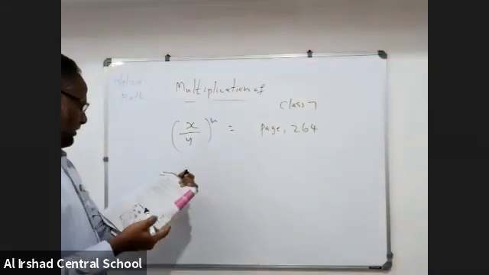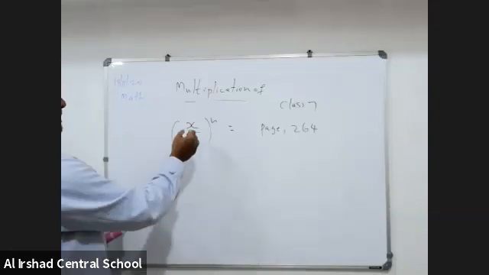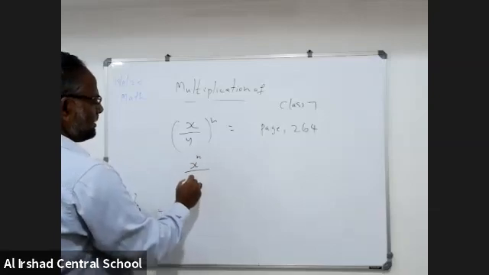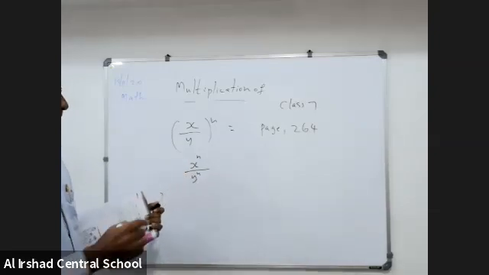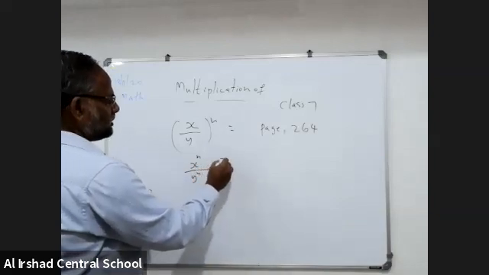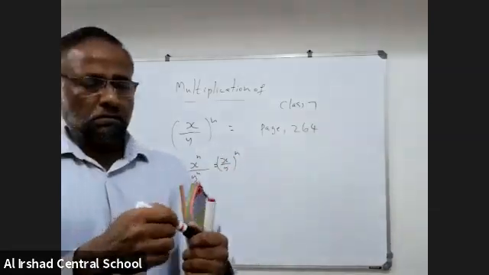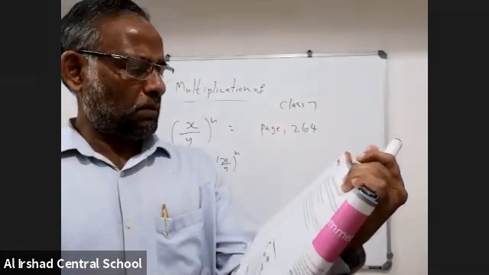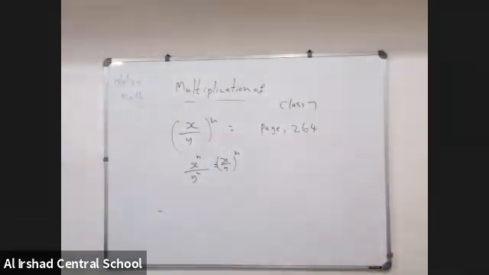a raised to m divided by b raised to n. That means, listen here, this is x to the power of n by y to the power of n. x to the power of n divided by y to the power of n is equal to (x by y) to the power of n. You do one thing. Page number 264, exponents and powers. Please check and study from home. Okay, now listen here.